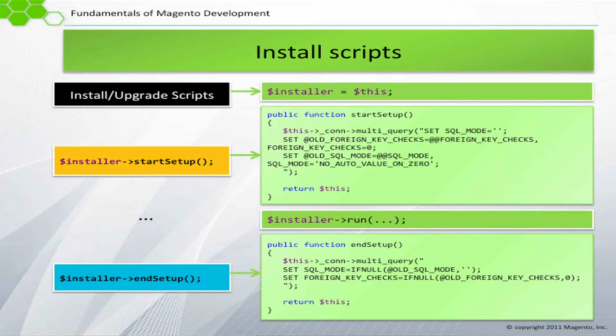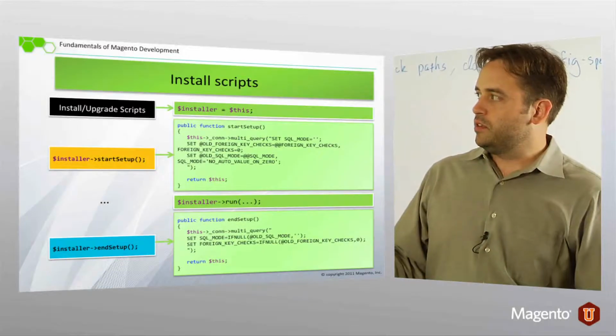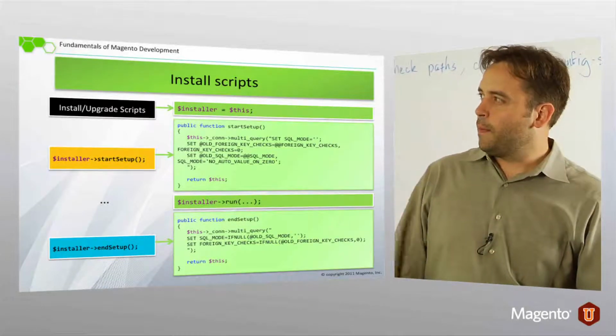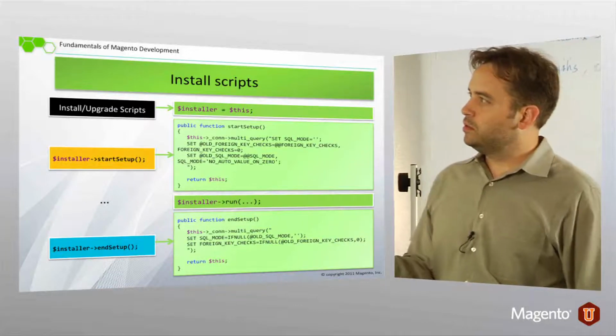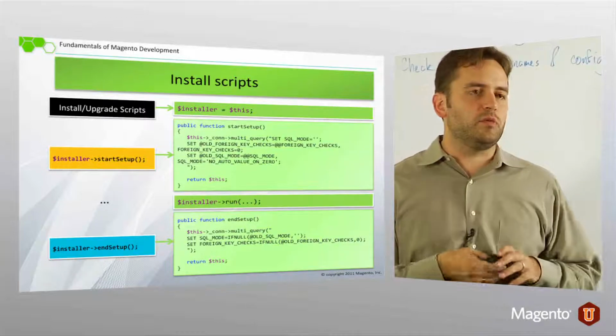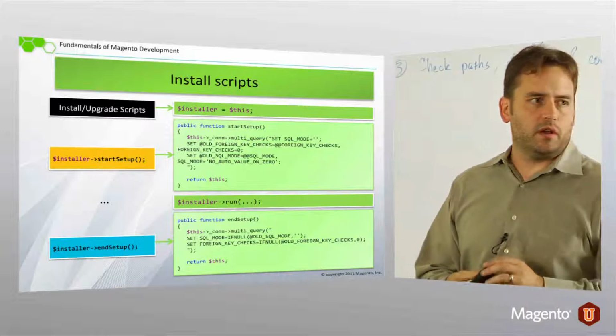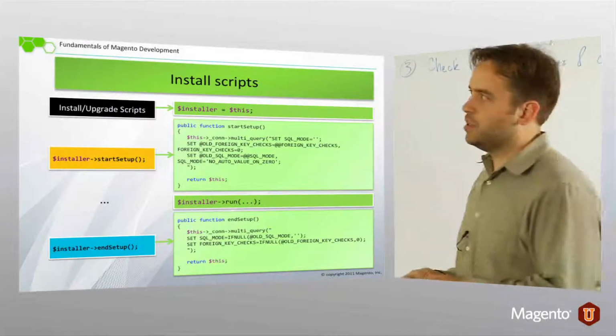Install scripts. This is by convention, and it makes sense. We may actually want to use a different class inside of our file, but by convention, most of the time we'll see this even in the core. We reference this with installer, and this is our setup class. A lot of the time you won't need a custom setup class. The example we'll be doing won't use anything other than the core setup class.